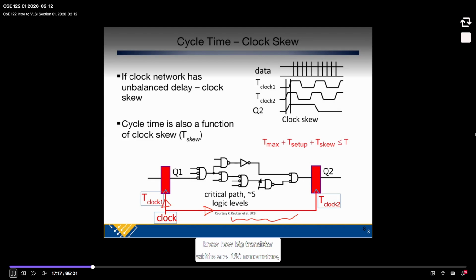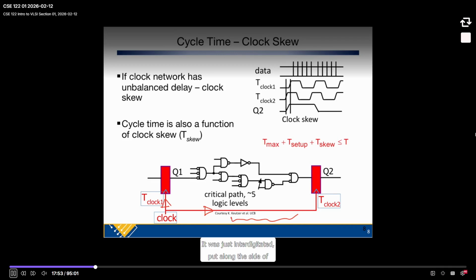Guess, we know how big transistor widths are, 150 nanometers, 0.15 microns. So this was back when technologies were, when was it, 1.2 microns. So that was the width of a small transistor. Guess how big the width of their clock driver had to be? It was like a centimeter. So take a centimeter, divided by 1.2 micron. That's how many fingers they would have on the clock driver to drive the clock tree.